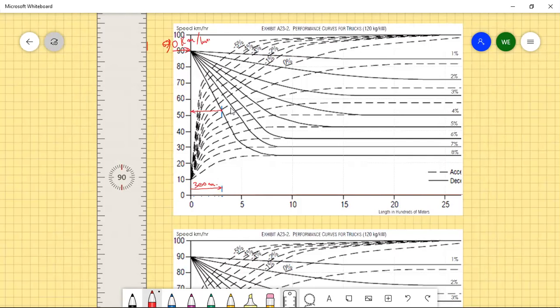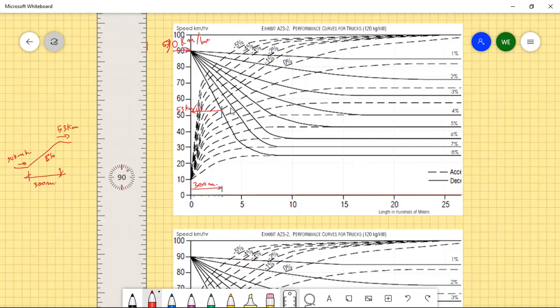So the exit speed, that means the truck is entering here at 90 kilometers per hour. When it finishes the upgrade, here, this 300 meters, and this is 8%, it exits with this speed, which is, I think, 53 kilometers per hour.